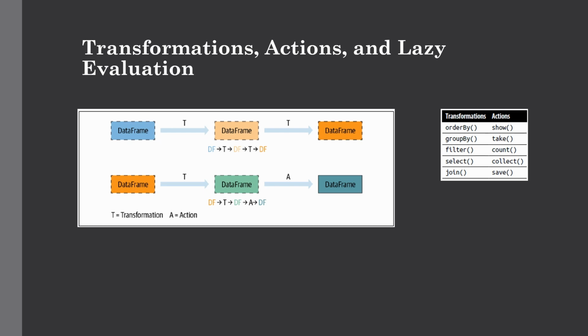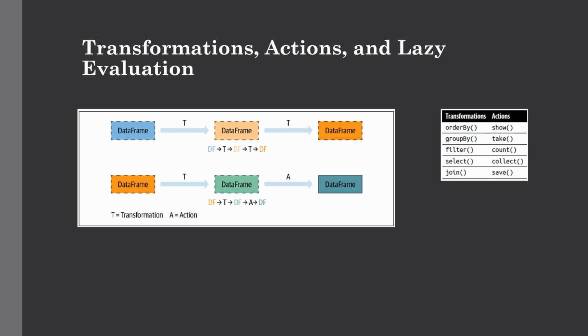So here is a list of transformations and actions. There are different transformations like order by to sort your data, group by, which is an aggregate function, filter to filter out your data, select to select some specific columns or records, and join to join two data frames on a specific key. And here come the actions, which are show to display your data, then take, count, collect, and save. All these actions are called after you've done all the transformations to your data frame.